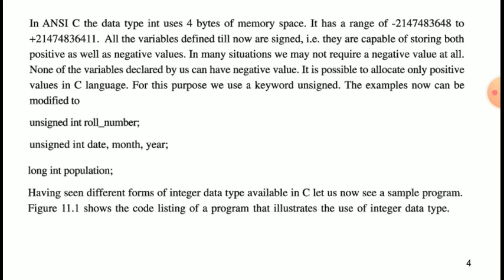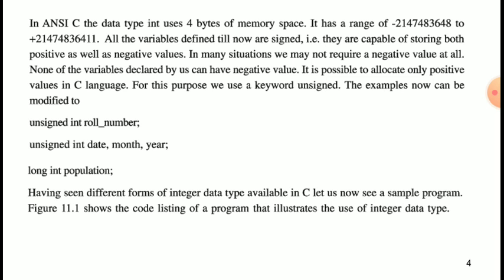So next is the unsigned integer. The variables declared in the above example, date, month, year, roll number and so on, are signed. In many situations, when we are aware that we will not require a negative value at all, we can define the variable using the keyword unsigned. So example: unsigned int roll number, unsigned int date, month, year.